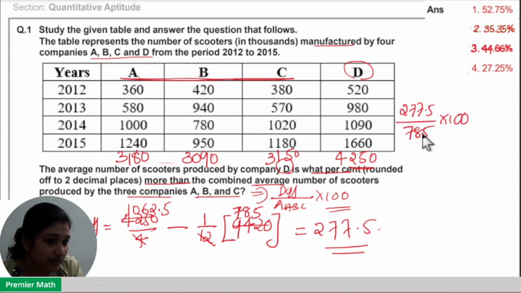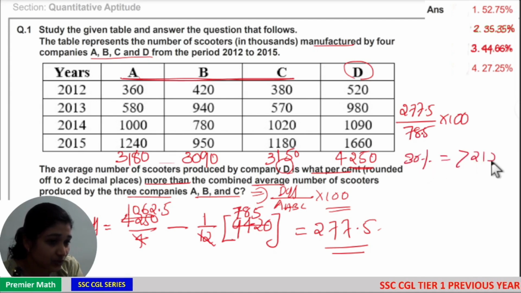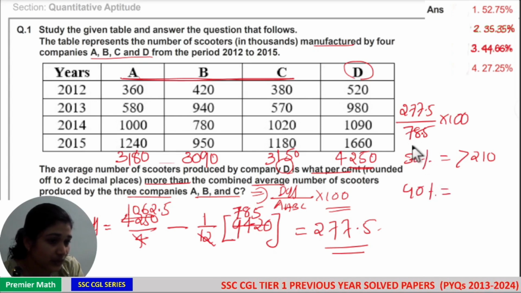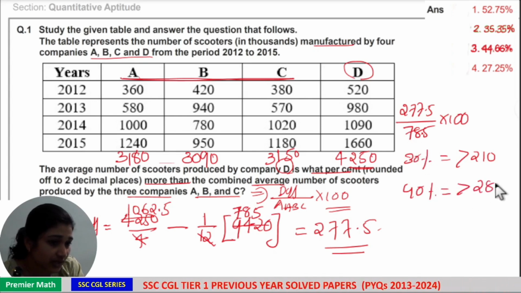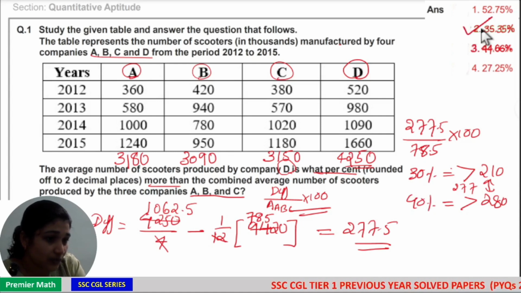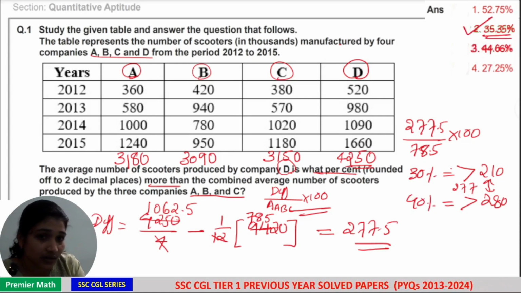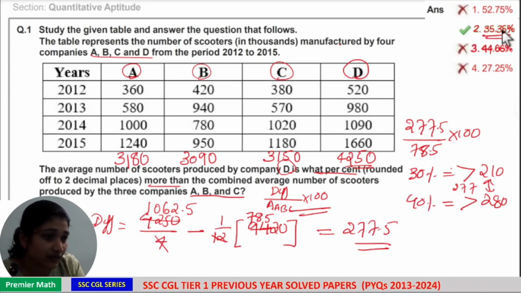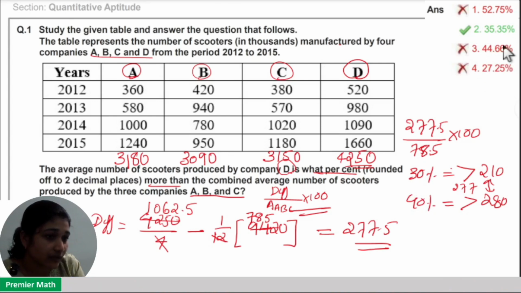Here 10 percentage of 785 is equal to 78.5. Then 30 percentage is definitely greater than 210. And 40 percentage is definitely greater than 4 into 70 is equal to 280. Definitely greater than 280. And here 277 is between 210 and 280, which means here answer is between 30 percentage and 40 percentage. So option 2 is your answer. Only 35.35 is between 30 and 40 here.